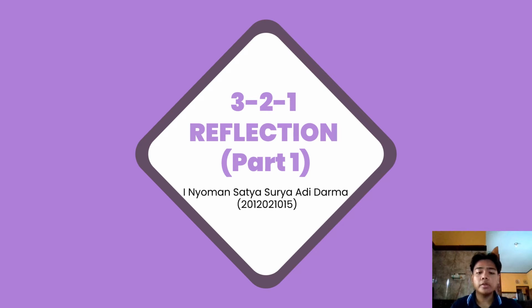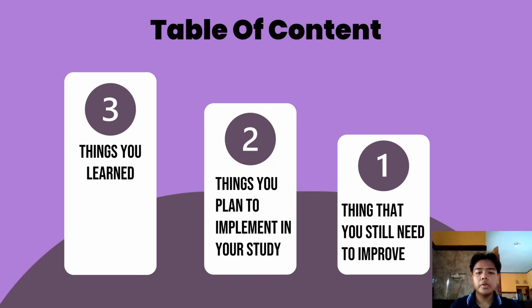Today we'll talk about 3 to 1 reflection part 1. This 3 to 1 reflection part 1 consists of the reflection from meeting 1 to meeting 8 of this subject. So what we talk about in this reflection is 3 things that I learned, 2 things that I plan to implement in my study, and 1 thing that I still need to improve.